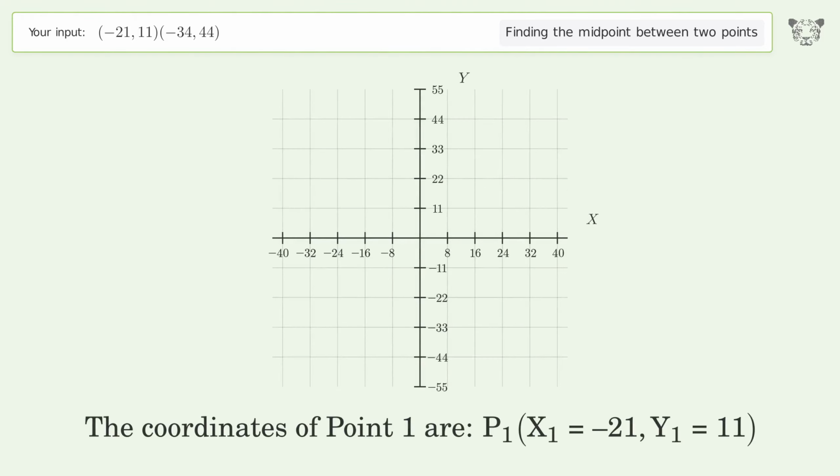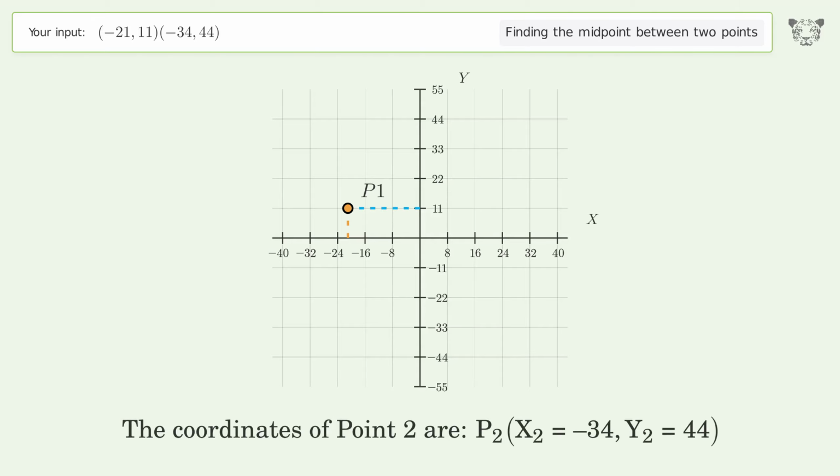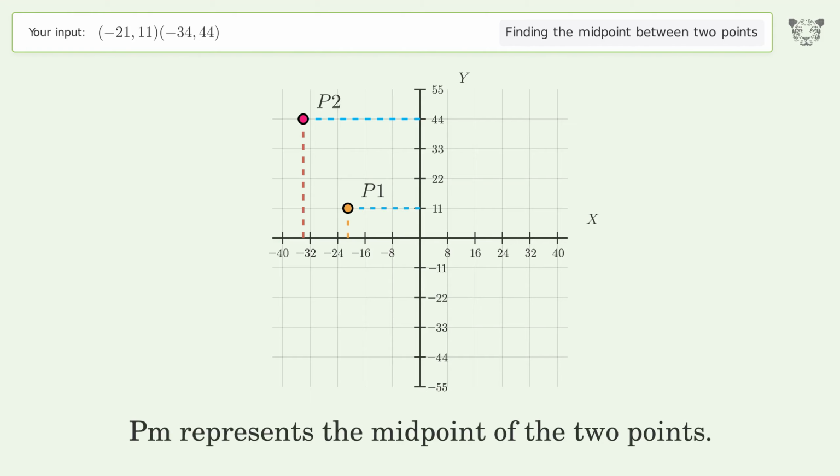The coordinates of point 1 are x1 equals negative 21, y1 equals 11. The coordinates of point 2 are x2 equals negative 34, y2 equals 44. PM represents the midpoint of the 2 points.